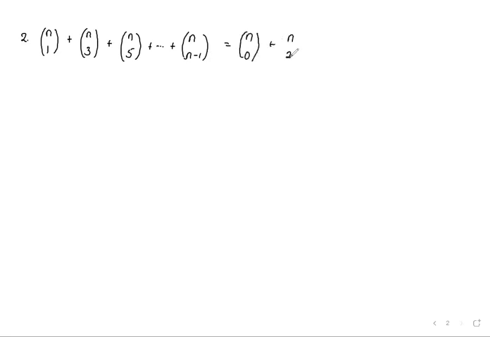Show that n choose 1 plus n choose 3 plus n choose 5, all the way up to n minus 1, is the same as n choose 0 plus n choose 2 plus n choose 4 plus n choose n, if n is even.